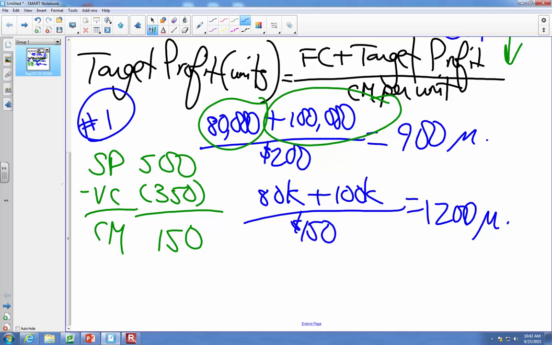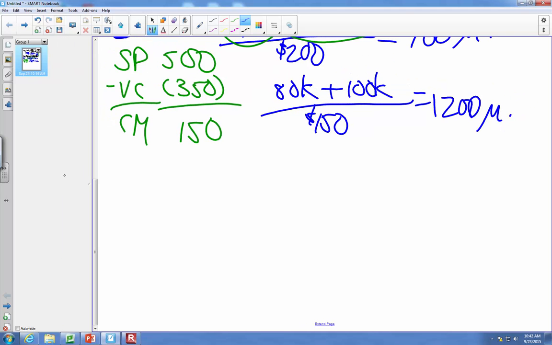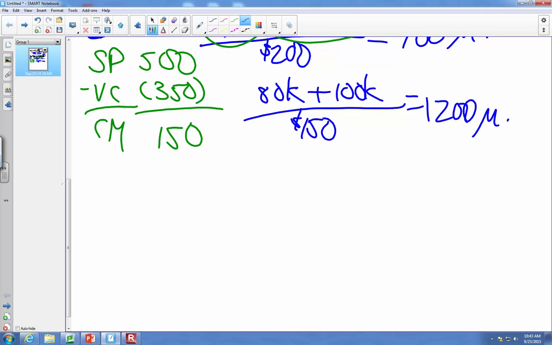That's right. Per unit. Okay. What about the goal? So it's like 900.